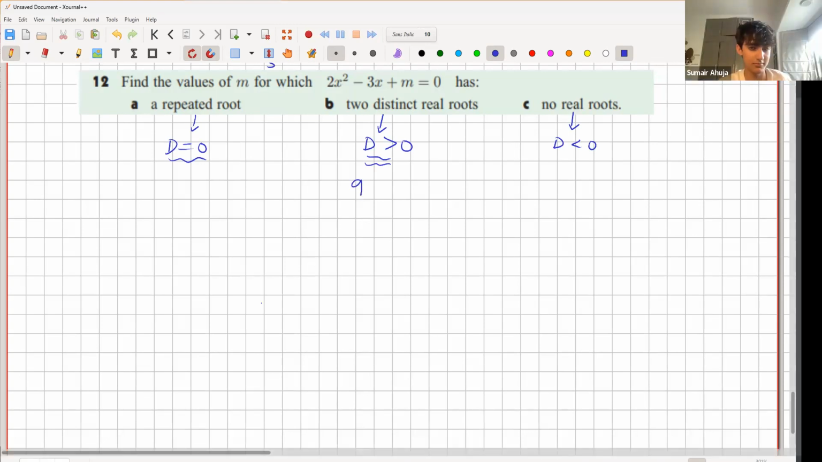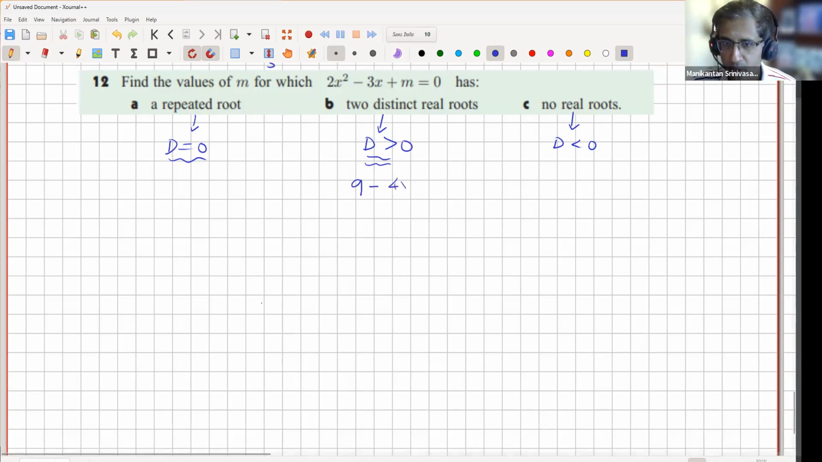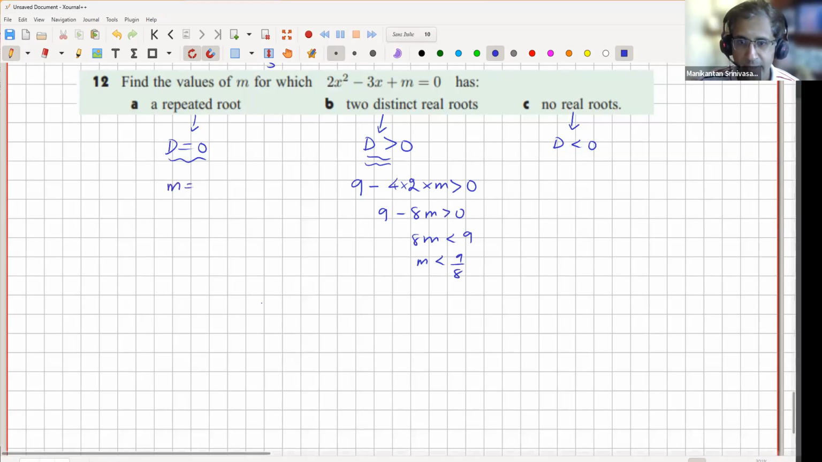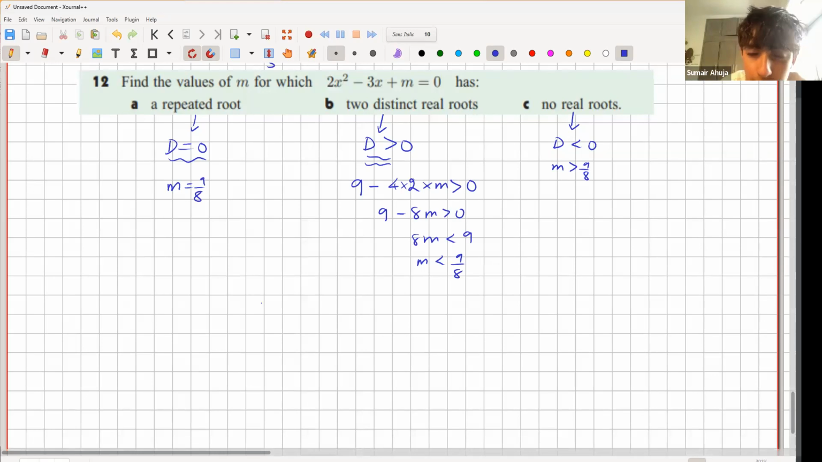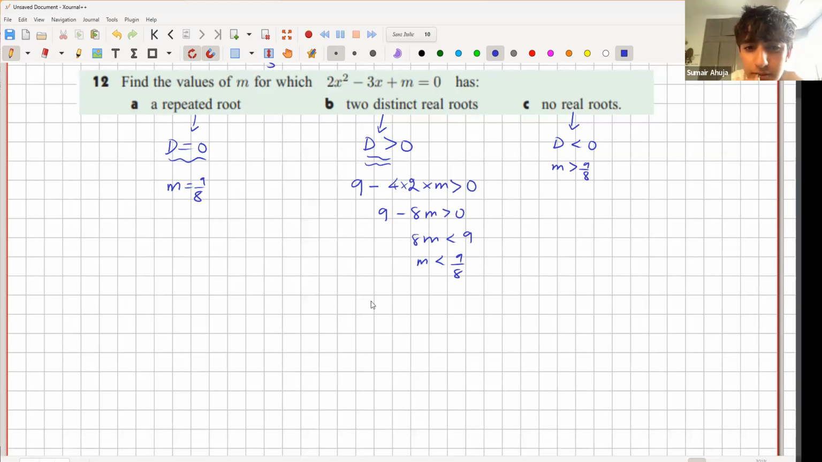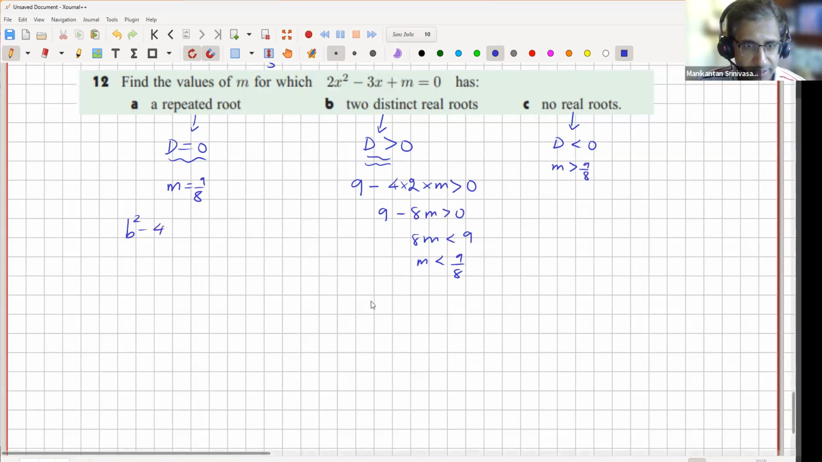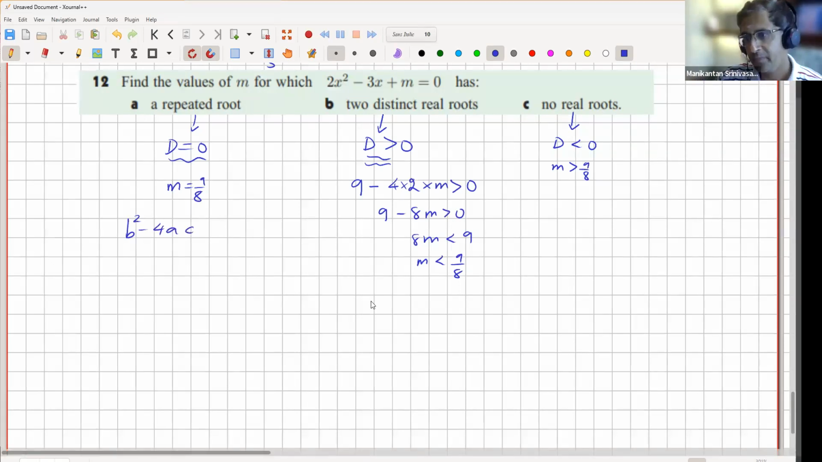Awesome. So b square would be minus 3 whole square minus 4 into 2 into m. That will be 4ac. Suppose we want that to be greater than 0. Then we want 9 minus 8m to be greater than 0. I can take 8m to this side, and therefore m is less than 9 by 8. In this case, there won't be any inequality. It'll just be m equal to 9 by 8. And this will work out to be the other direction: m is greater than 9 by 8. Oh, okay, as simple as that. So D is just b square minus 4ac, right? Exactly, b square minus 4ac. Okay. Dev, over to you.